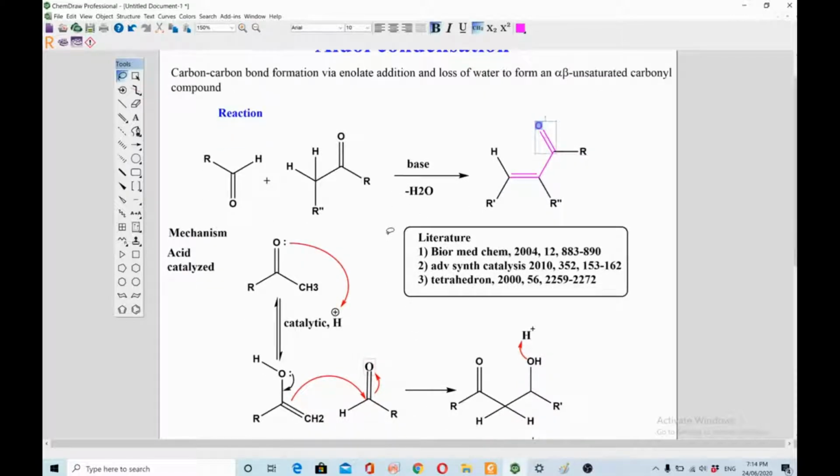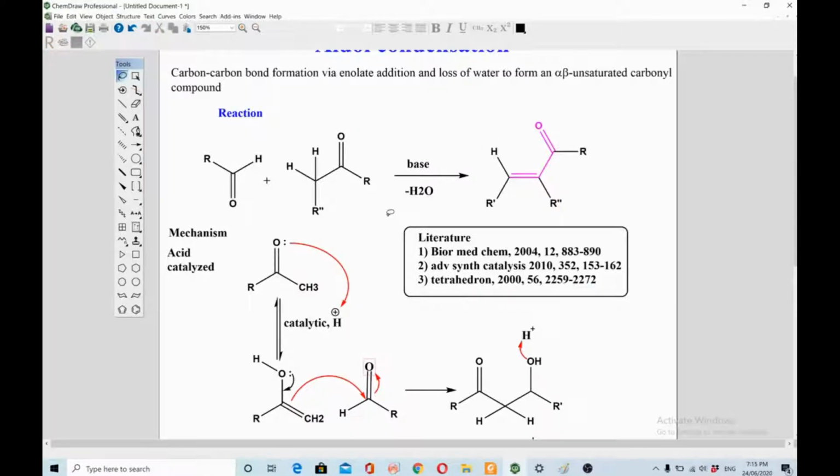Also this is a carbon-carbon bond formation reaction. If you are doing retrosynthesis, you can cut this reaction from this position and disconnect it, making one part an aldehyde and another part a ketone. Okay, this was the additional tip regarding retrosynthesis.